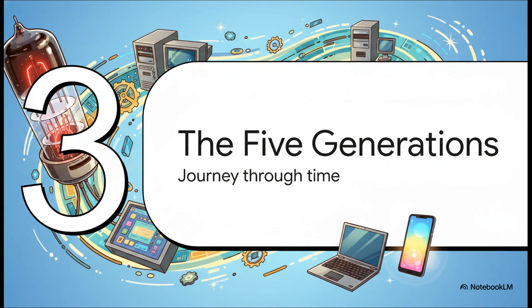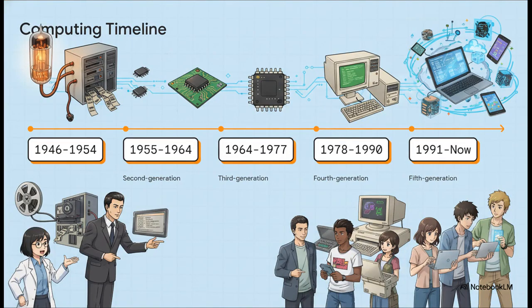Now for part 3, the 5 generations. It's time for a little time travel. We're looking at how we went from massive, room-sized, heat-cranking machines to the incredibly powerful devices sitting right in our pockets today. Try to anchor these eras in your mind. Notice how the gaps between them actually shrink as innovation speeds up.